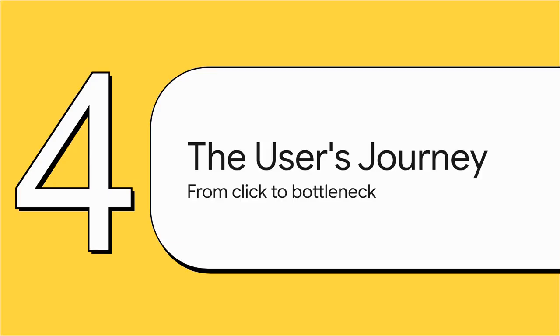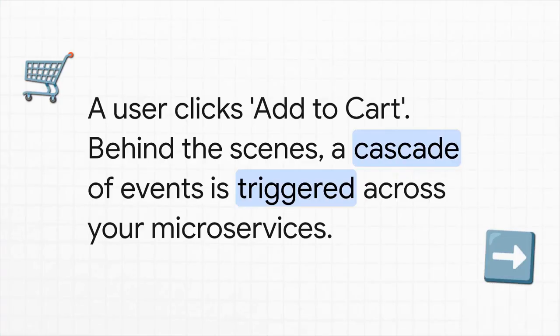All right, let's make this real. Theory is great and all, but seeing a trace in action, that's where the magic happens. We're going to follow a single click from a user and see exactly what kind of story it tells us. Think about it. It's such a simple, everyday action, right? A user is on your site, they see something they like, and they click Add to Cart. But behind that one click, a whole cascade of events is kicking off across all your different microservices.